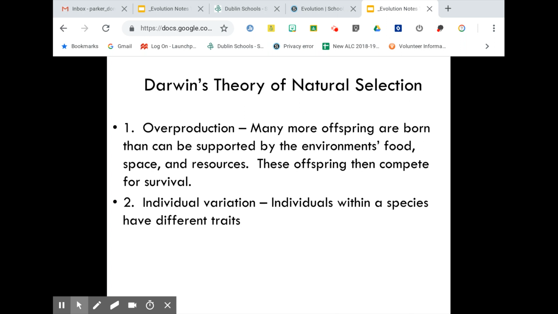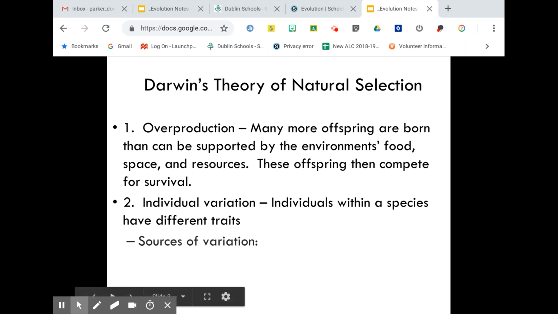Within a population or a species, there are going to be different traits, and you will also see individual variation within that. That doesn't mean that individuals evolve. It just means that you have variation from individual to individual within a species. A couple of sources of variation that we've talked about before.